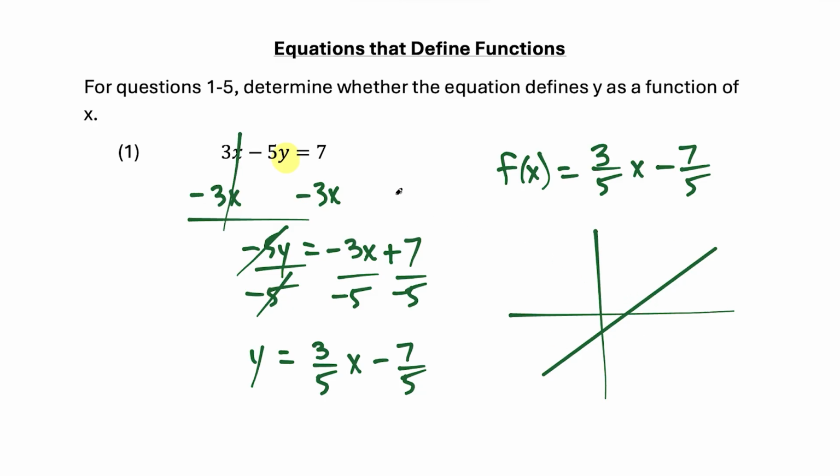But here's a sketch. And if you want to determine if your graph determines a function of x, you could run the vertical line test. And if we draw vertical lines through this line at any point, notice that it's only going to touch the line at one location. So for question 1, we can say that this equation does determine y as a function of x.